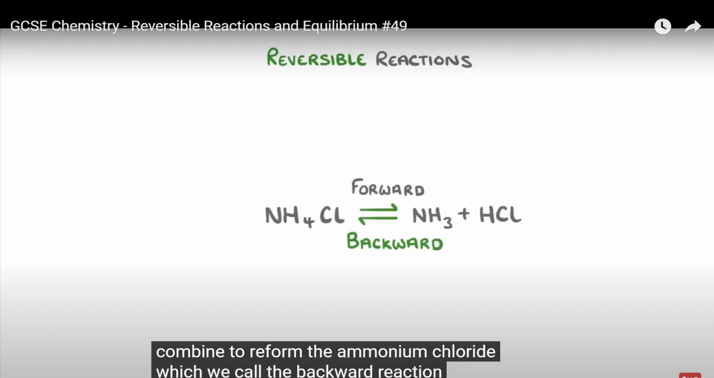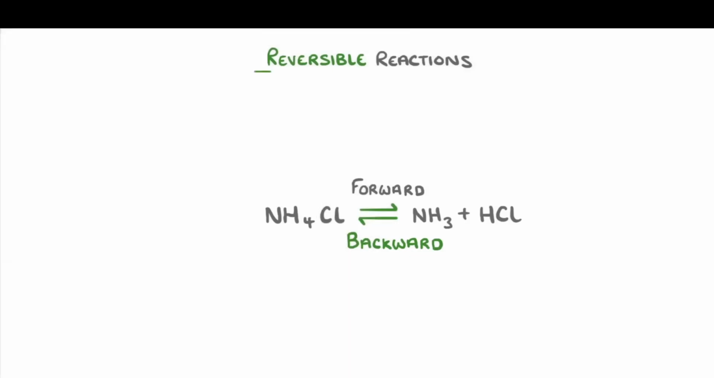In other reactions though, like this one here, we have a double arrow, which tells us that the reaction is reversible. The top arrow tells us that ammonium chloride can break down into ammonia and hydrogen chloride, which we call the forward reaction. While the bottom arrow tells us that the ammonia and hydrogen chloride can also combine to reform the ammonium chloride, which we call the backward reaction, or the reverse reaction. So because both of these can happen, we call it a reversible reaction. Now, the important thing to understand is that the forward and backward reactions can take place at different rates.